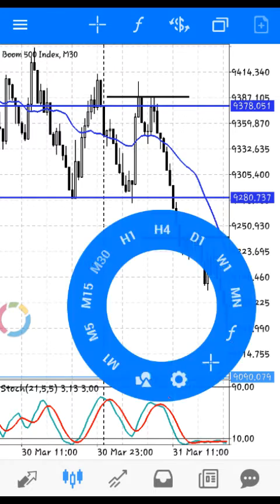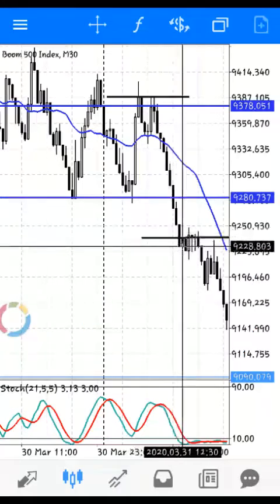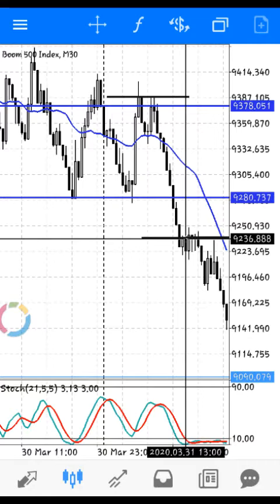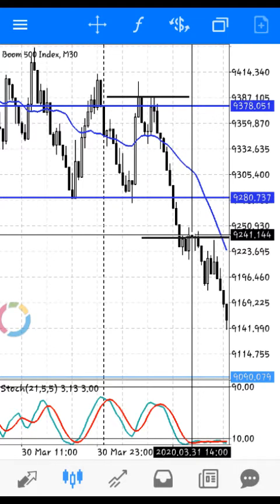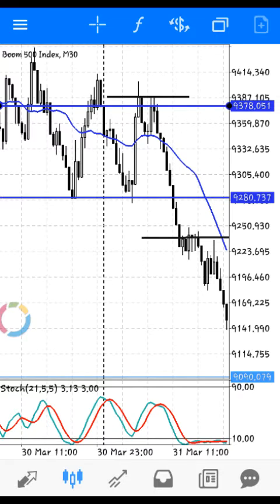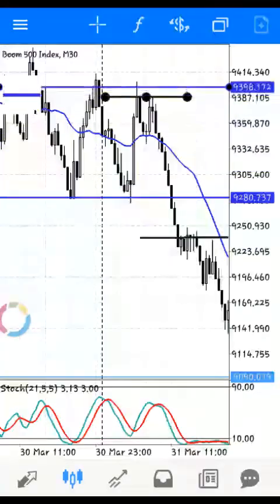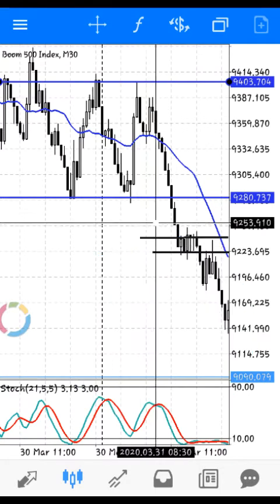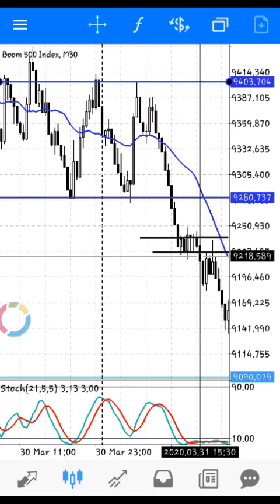So price came back to the level, I could have picked my entry, then it didn't go up. There was rejection, and now we had a new level of order flow to the downside at this point here. So we're looking at that point also. If that point breaks, that means we're going lower.